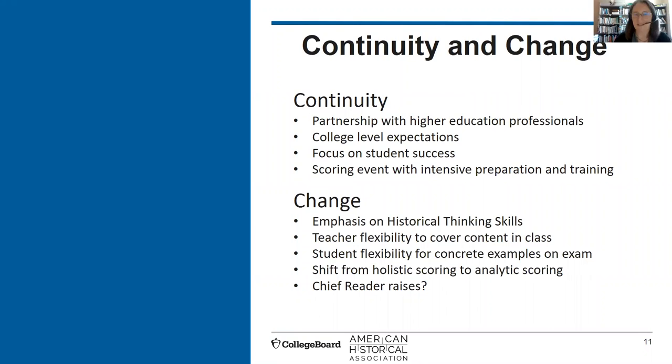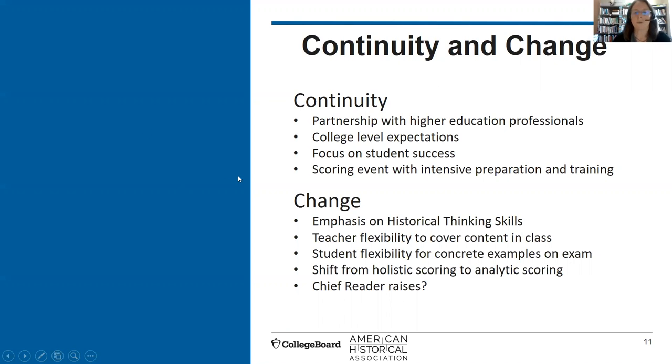Like a good AP essay, I have a short conclusion using the reasoning process of continuity and change. Some of the continuities we've had over time, with both the redesign and the pivot to the 2020 exigency, is that we continue to have partnerships with higher ed professionals. This is a core value, to make sure that the exam is in line with what is going on in the college history surveys. We continue to have college level expectations to focus on student success, and this includes the important equity issues that Dan and Norm brought up. And we have a scoring event with intensive preparation.